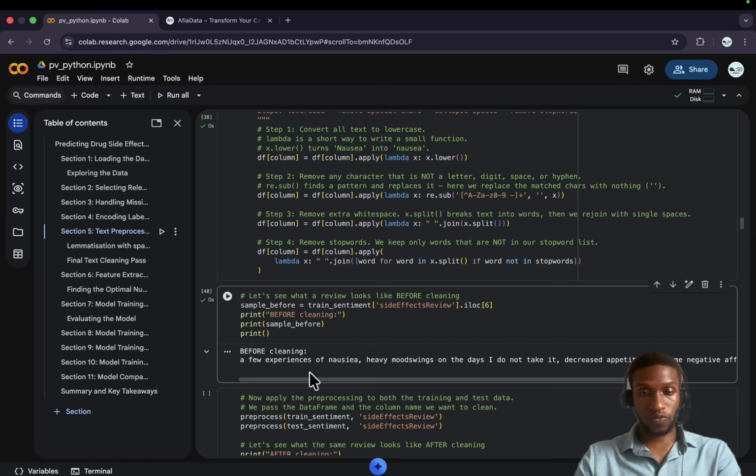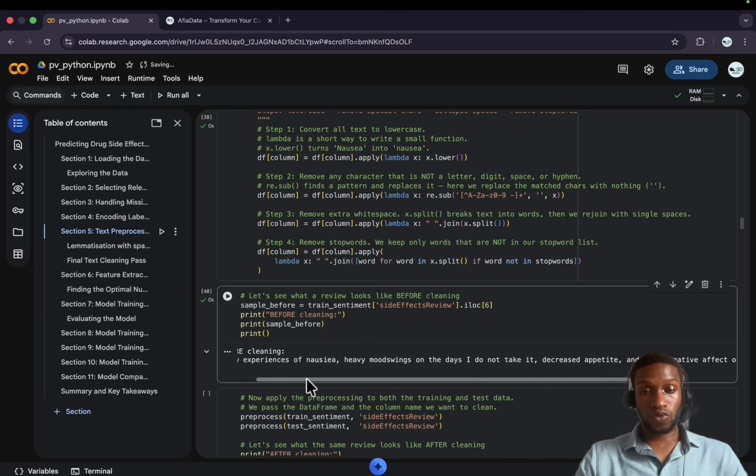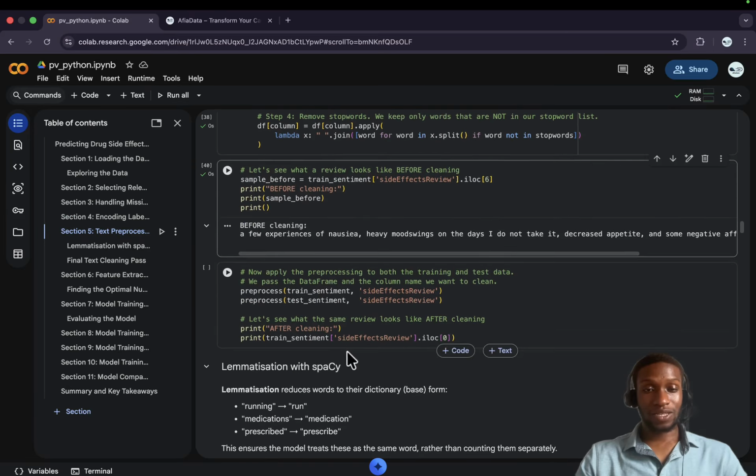That's number 7. For example, here it's a good review actually. A review by the patient says: a few experiences of nausea, heavy mood swings on the days I do not take it, decreased appetite, and some negative effect on my short-term memory. So let us apply the cleaning and see what happens.